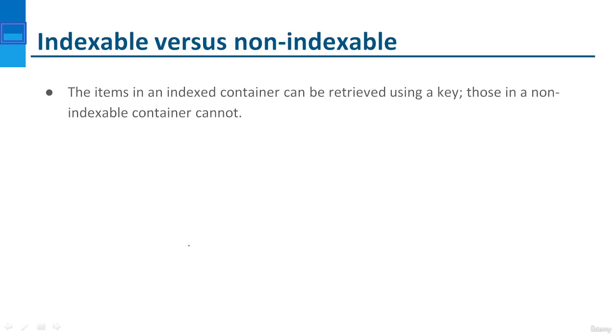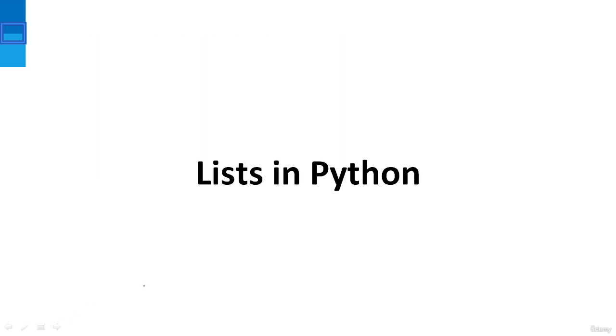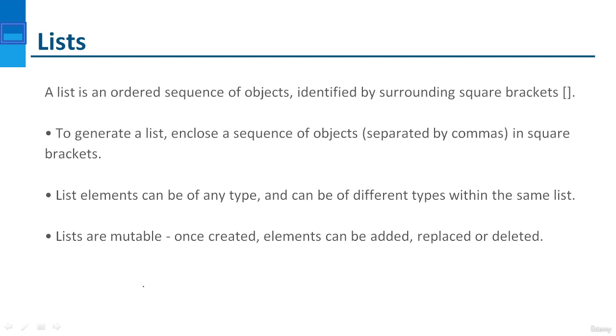Whereas indexable versus non-indexable. If a particular container is indexable, it means you can access its elements with the help of an index or key. And for non-indexable, you cannot access. So let's discuss lists in Python and the properties of a list. First, what is meant by list?